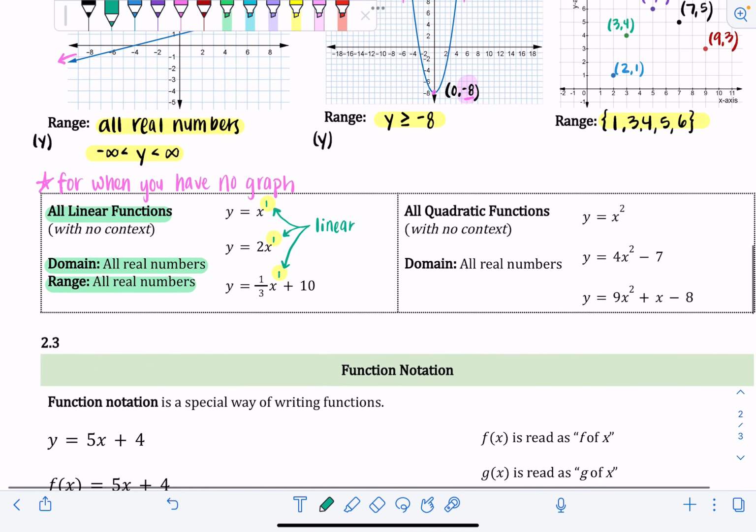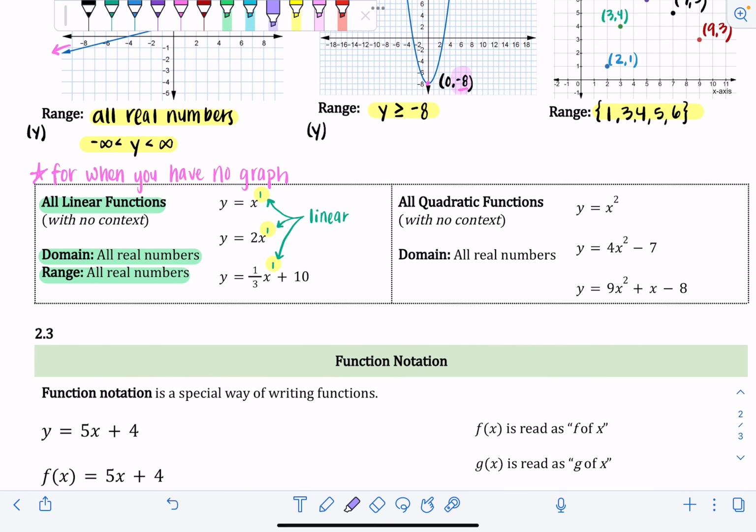And then moving on to the next side, so for all quadratic functions, again with no context like Gina's bank account, they have a domain of all real numbers. They will have a limited range though, but if you were asked to find it, you would be given a graph. So the domain is all real numbers for any of those.